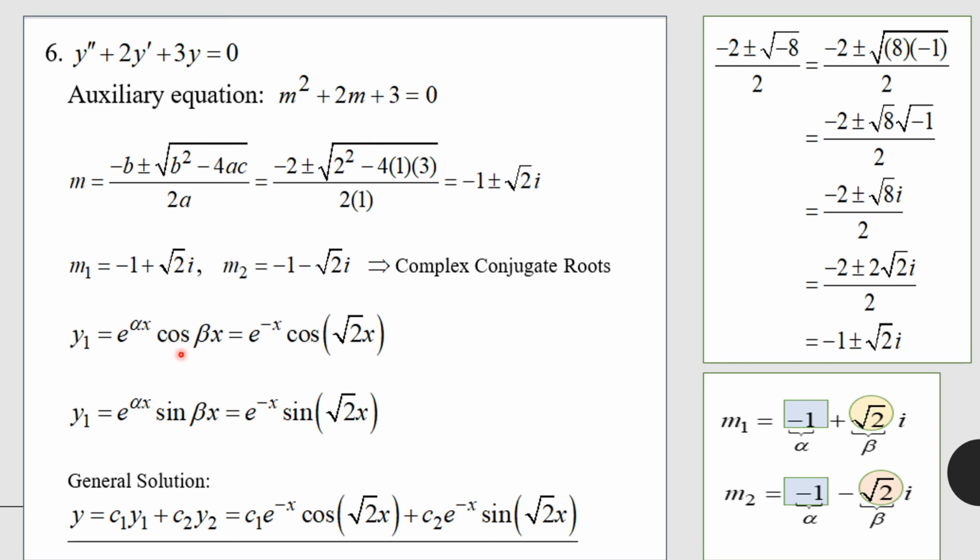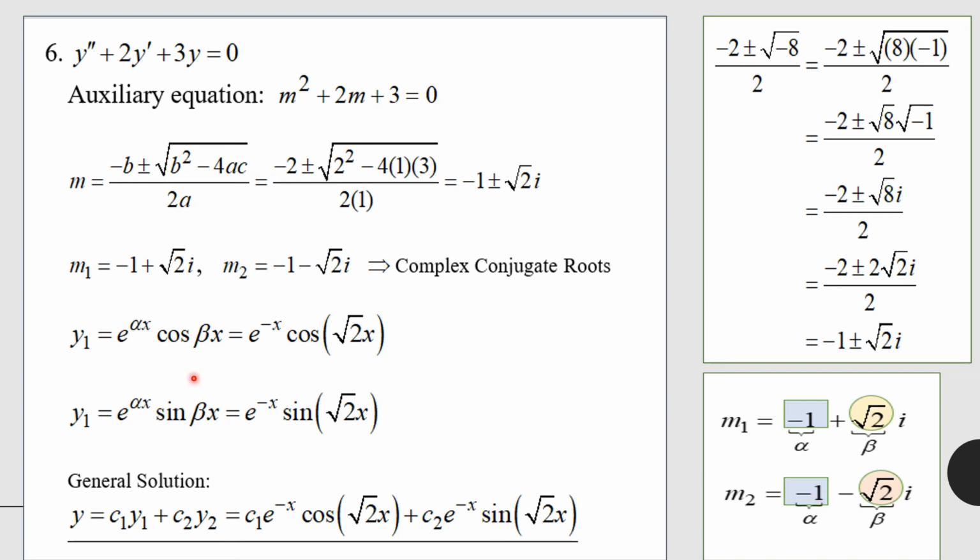Okay, now what is the alpha, what is the beta? Let's look back at m1. m1 is negative 1 plus square root of 2i. The real part will be the alpha, and the imaginary part will be the beta. So alpha is negative 1 and beta is square root of 2. Beta must be the same for both, and alpha must be the same for both.